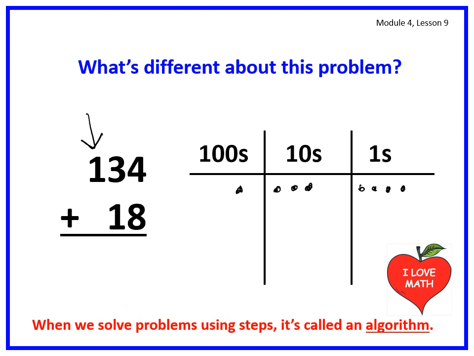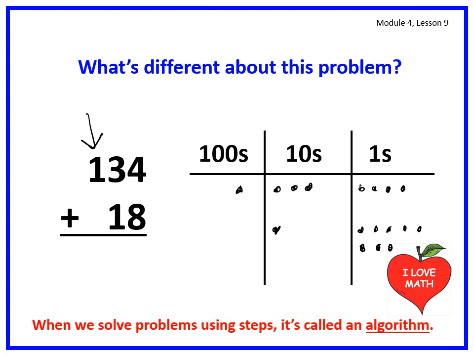Again, I can use my chip model to represent 134 plus 18. Now be careful, where does the 1 of 18 belong? Does that go in the hundreds place, the tens place, or the ones? You should say the tens place. And again, I'm organizing that right below. 18. So 10, 11, 12, 13, 14, 15, 16, 17, 18.